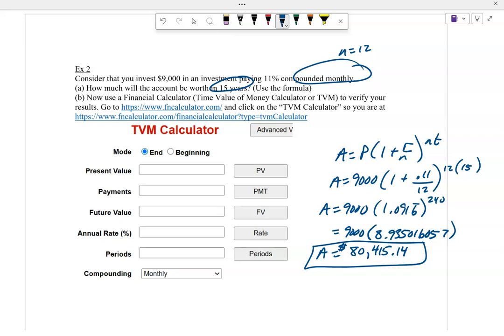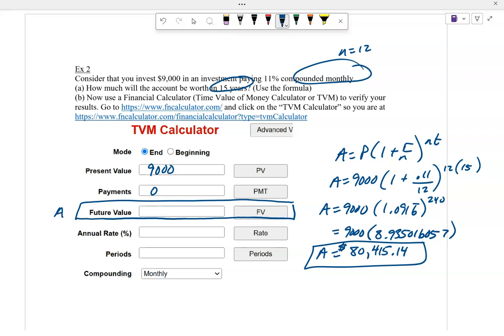Now with the time value money calculator, you want to keep your mode on end, because it's giving you the interest at the end of that cycle, so at the end of the month or the end of the year, whatever the compounding is. The present value is what you're starting with. We're starting with $9,000. We are not making any payments at all. I want to know the future value. That's my A.